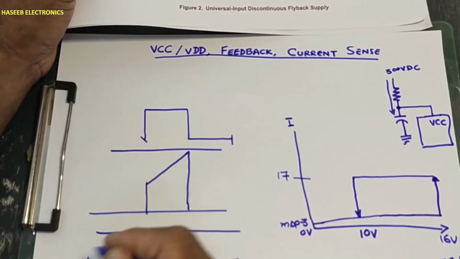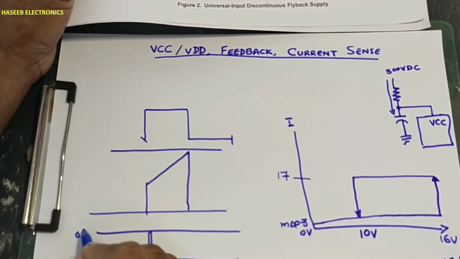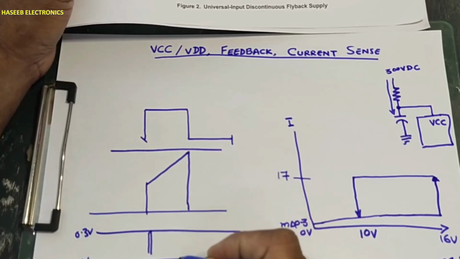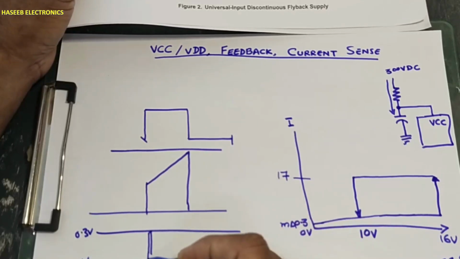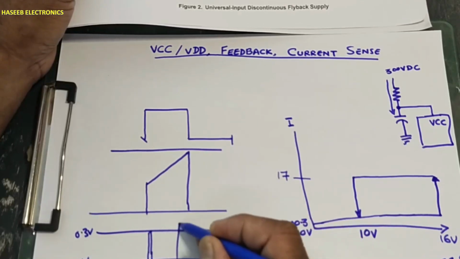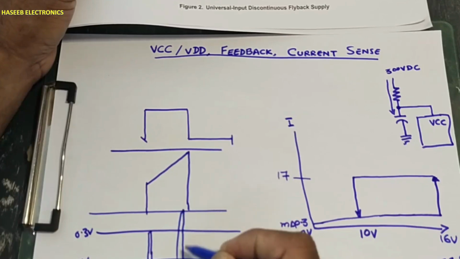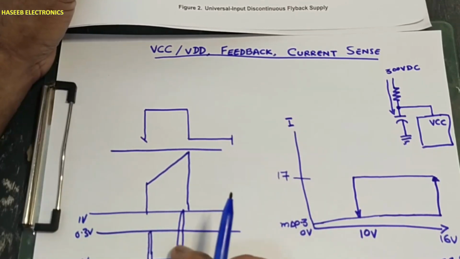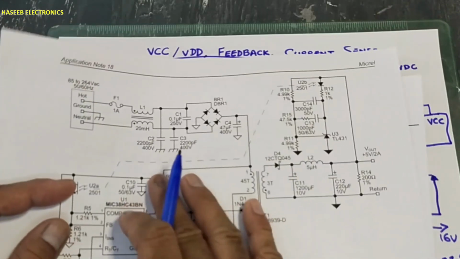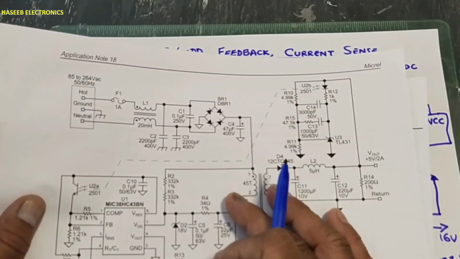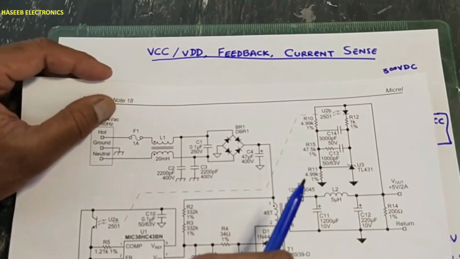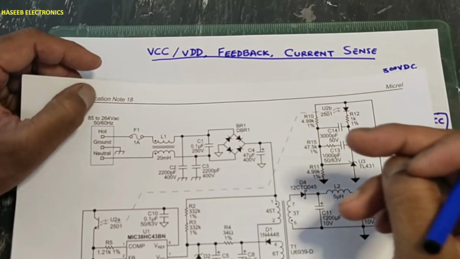0 volt, 0.3 volt. If due to any reason this pulse reaches 1 volt, this IC will turn off the output. This is one condition, where the current sense signal is providing false input.